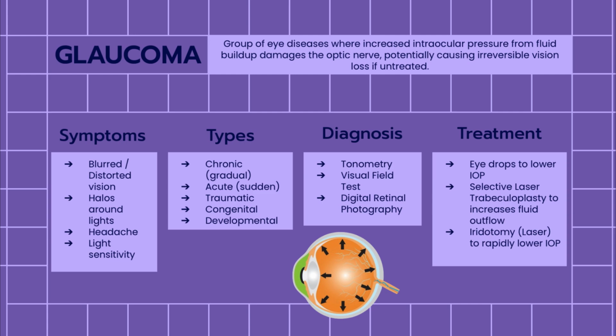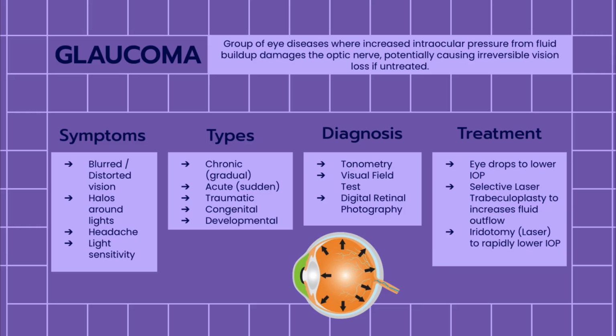Symptoms include blurred and distorted vision, halos around lights, headache, light sensitivity, and there are mainly 5 types: chronic, which is gradual, acute, which is sudden, traumatic, caused by an injury, congenital, and developmental. It can be diagnosed using tonometry, visual field tests, or digital retinal photography. Treatment includes eye drops to lower the intraocular pressure, selective laser surgery to increase fluid outflow, and iridotomy to rapidly lower intraocular pressure.